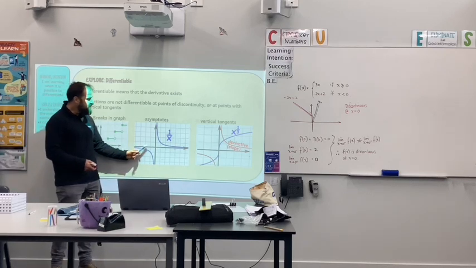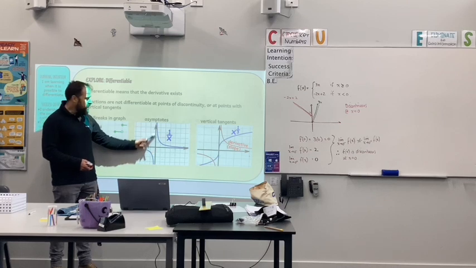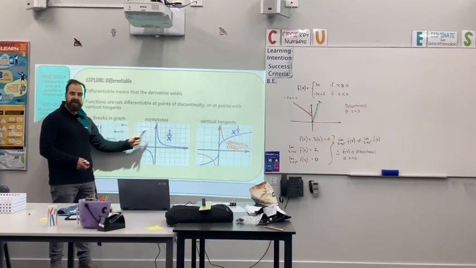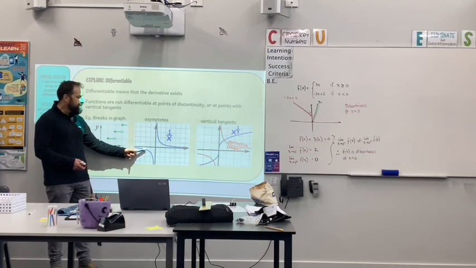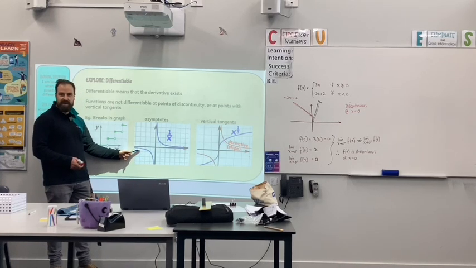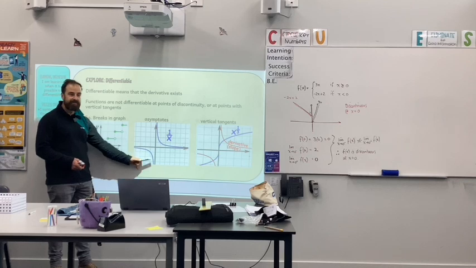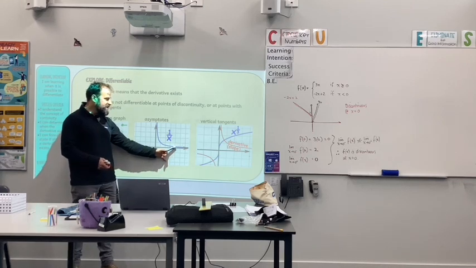Does the derivative exist at x equals 0? No, because it's discontinuous at this point. Does the derivative exist at x equals negative 2? At x equals negative 3? Because it's just on the line. Does the derivative exist at x equals 4? Yes, it's on the line.